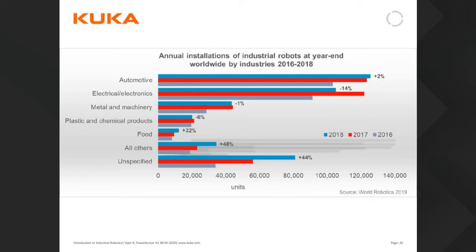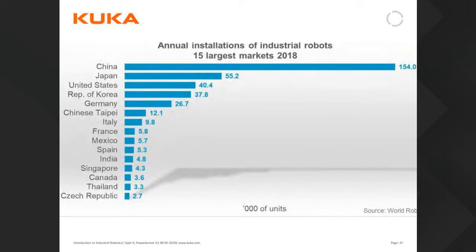And if you see the annual installations in industries in 2016 and 2018, we have automotive at around 120,000 to 130,000. Okay, around that figure. Then electric and electronics, metal and machinery, plastic and chemical, food, and all others, maybe unspecified. Here in the graph, the maximum robot installation was in the automotive industry. I'll explain why the automotive industry was looking towards robotics in the coming slide.